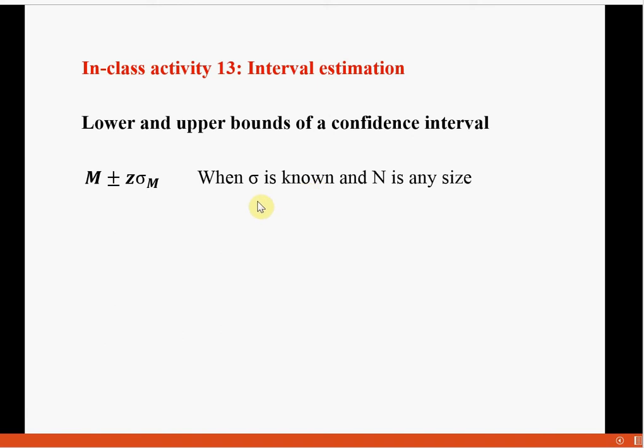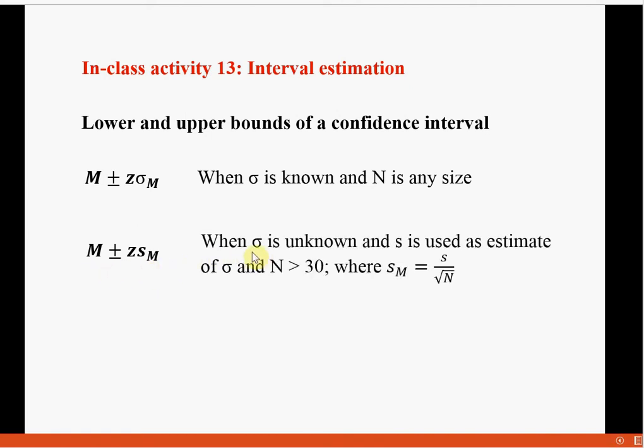But sometimes we do not know the population standard deviation, but we can still use the z-score as long as the sample size is large enough. This brings us to the next formula. In this formula, we see the z-score, but also we see s sub M. This is called the estimated standard error. We use this formula when we do not know the population standard deviation, but we have a large sample. We have this rule of thumb: when the sample size is larger than 30, we call this a large sample. When the sample size is large, we can calculate the sample standard deviation.